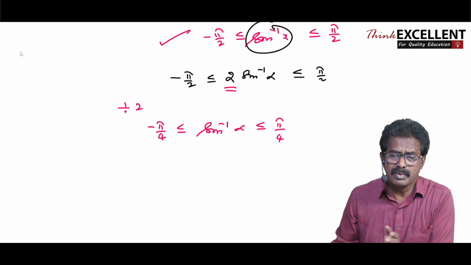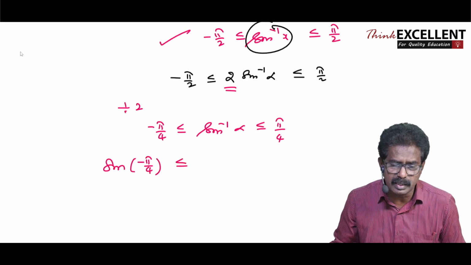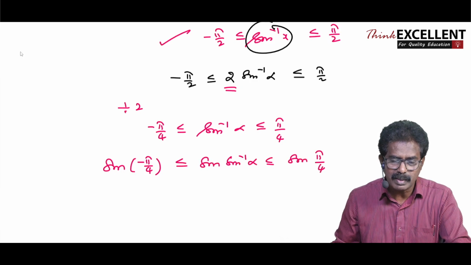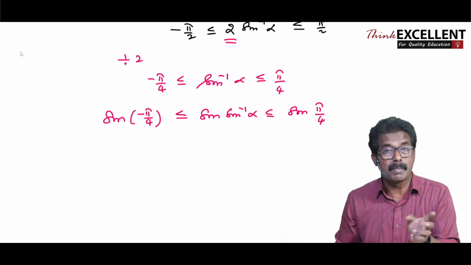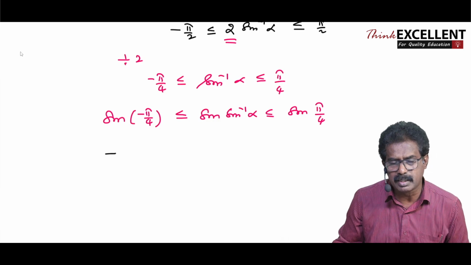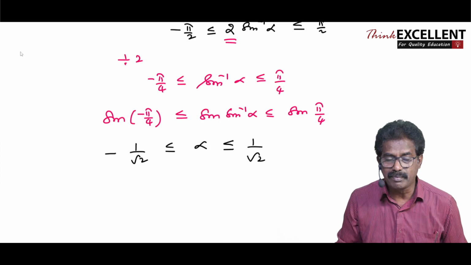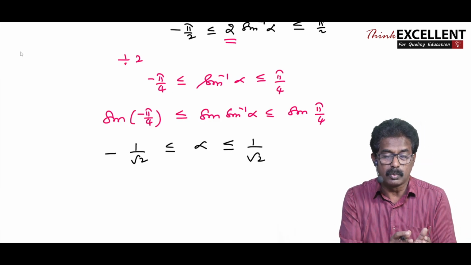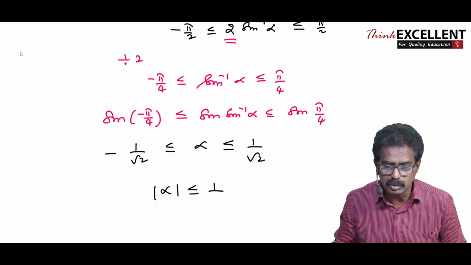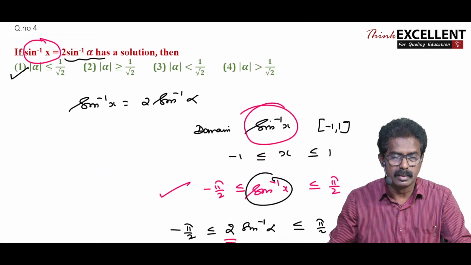So, take sine with every term. So you are getting sine of minus pi by 4 less than or equal to sine inverse alpha less than or equal to sine of pi by 4. You know the values? Sine minus theta is minus sine theta, right? So sine of minus pi by 4 is minus 1 by root 2. So minus 1 by root 2 less than or equal to alpha less than or equal to 1 by root 2. So alpha lies between minus 1 by root 2 and plus 1 by root 2, or you can say modulus alpha is less than or equal to 1 by root 2. So that is option number 1.